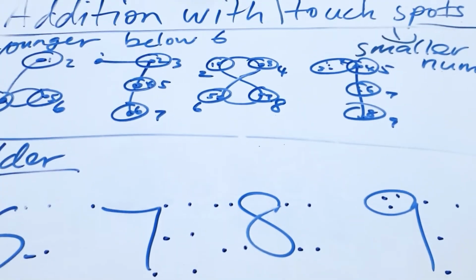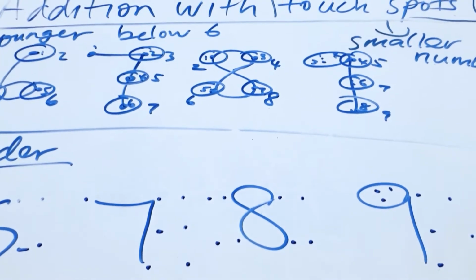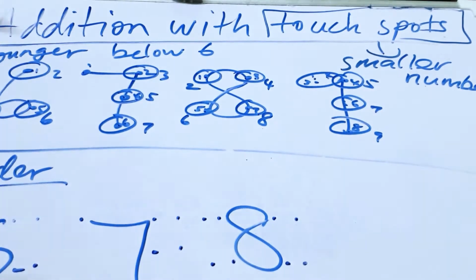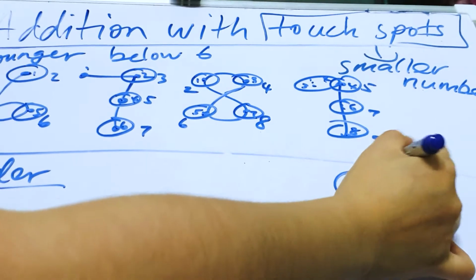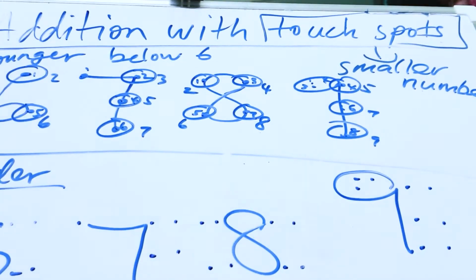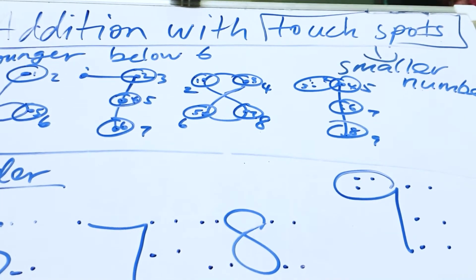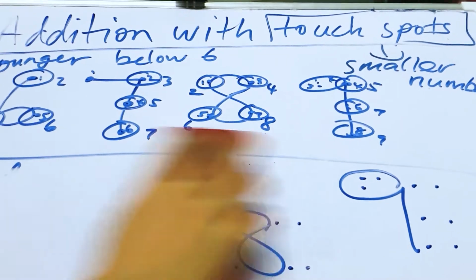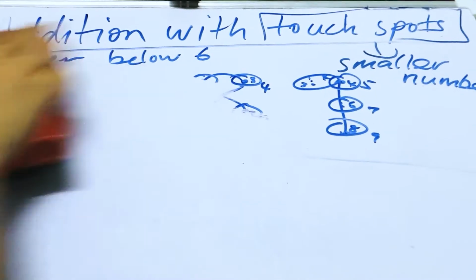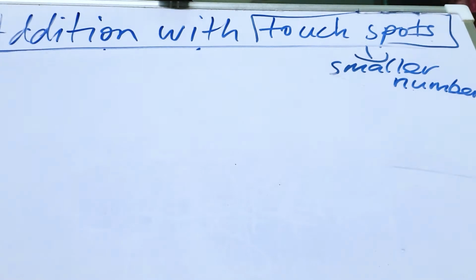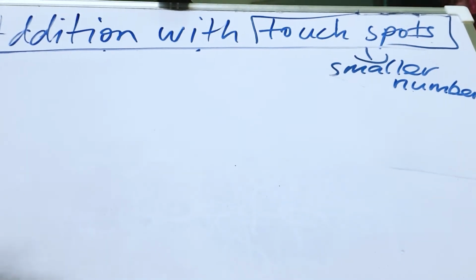Okay, get it? Let me teach you the 9 again. The 9: 1, 2, 3, 4, 5, 6, 7, 8, 9. For older children, you can do like that. This is the very basic one. So now let's go back to where we started from.